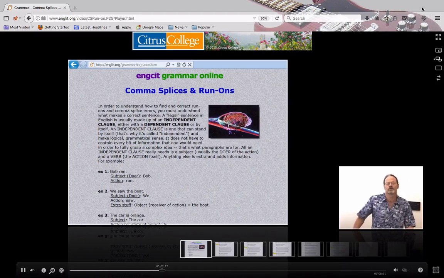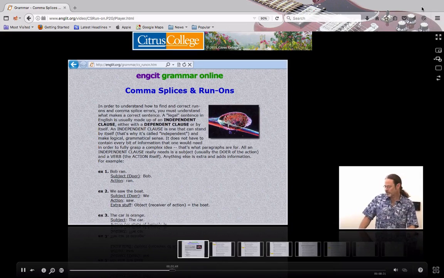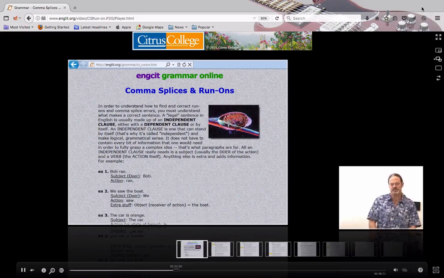To that end, one of the problems that students often have is the comma splice and run-on. Simply put, comma splices and run-ons occur when you connect two independent clauses, two complete sentences, with commas or no punctuation at all instead of a period or a semicolon. Generally, the way this happens is one of two things. One, you simply run two sentences together. The idea is that you need to break these up.